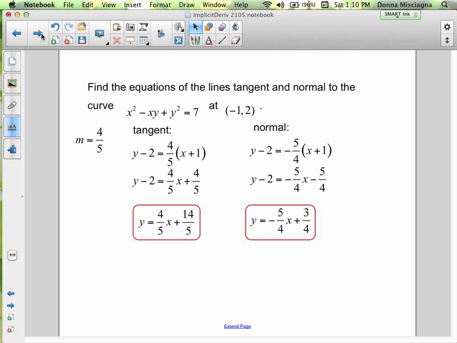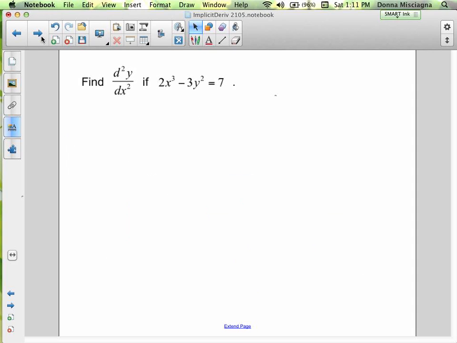And here they are in slope-intercept form, just in case you had any issues on how to write those in slope-intercept form. You just distribute the 4/5, and 2 is the same as 10/5, and you add it together. And you distribute the negative 5/4, and you add in 8/4, and so that gives you 3/4. There we go. Okay, so it's in standard slope-intercept form.